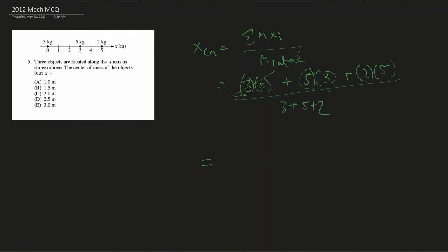That's going to be equal to, this turns into 0, 5 times 3 is 15, 15 plus 10 is 25, over 3 plus 5 is 8, 8 plus 2 is 10. So that gives us 2.5 meters. That's where the center of mass of the system is, and that's D.